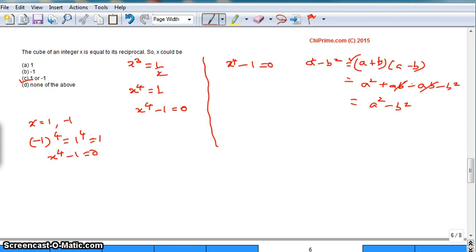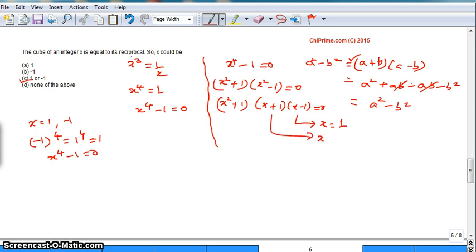So x to the fourth minus 1 could also be factored as x squared plus 1 times x squared minus 1, right? X to the fourth is a squared and 1 is b squared in this case, equal to 0. And then x squared minus 1 further factors as x plus 1 times x minus 1. Solving this, we see from x minus 1, we get x equal to 1 as a possible answer. X plus 1, we get x equal to minus 1 as a possible answer.